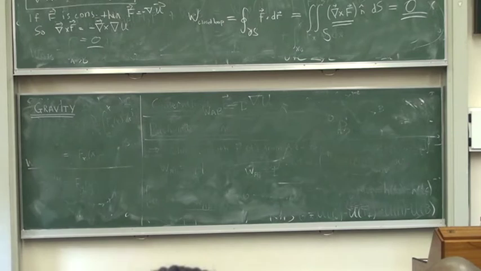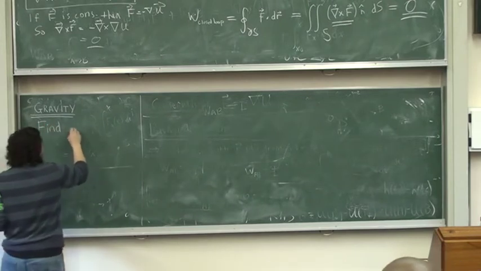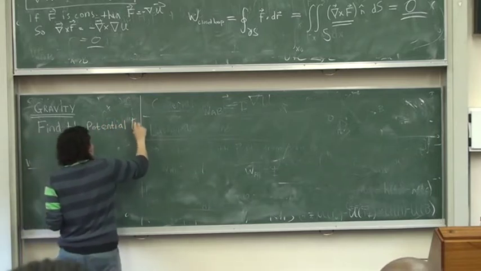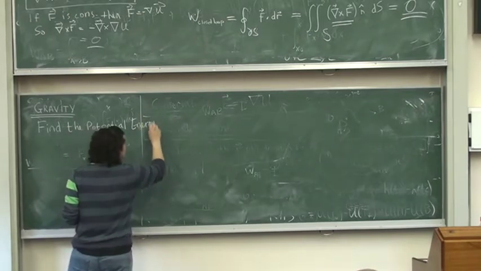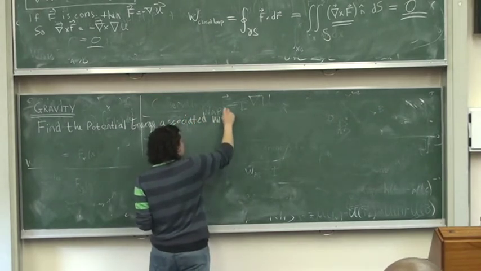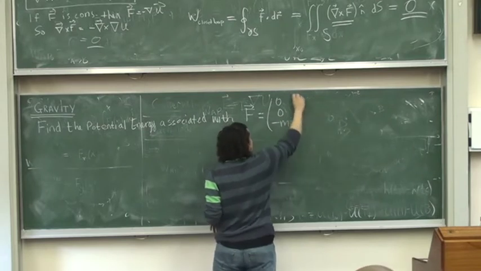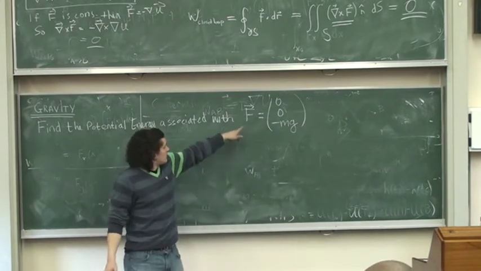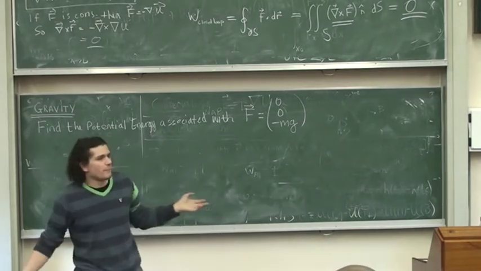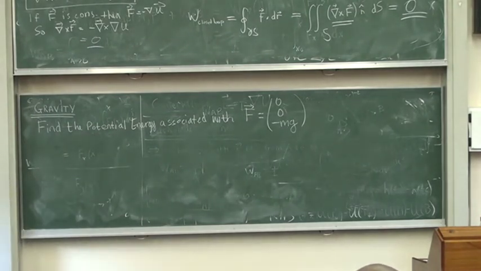So I am in three-dimensional space, and I want to find the potential. That's the force of gravity: 0 in the x direction, 0 in the y direction, and minus mg in the z direction. It's got no dependence on x, y, and z. It's uniform everywhere. We want to show that this is a conservative force.